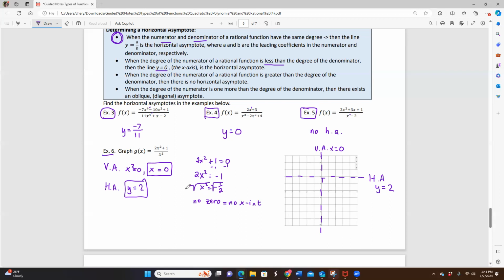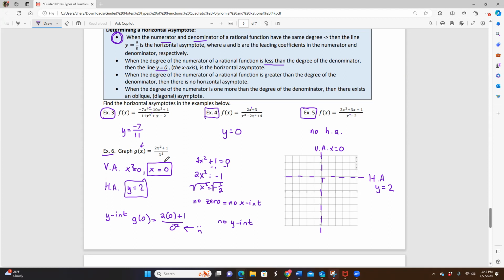The next step below said to substitute 0 in for x to find your y-intercept. So to find my y-intercept, we find g of 0. So we're going to substitute 0 in and have 2 times 0 squared plus 1 over 0 squared. Whoops, can't have 0 in the denominator, so there are no y-intercepts either. So that didn't seem to help us very much, except we know that we're never going to cross this line and we're never going to cross that line. That can help us.